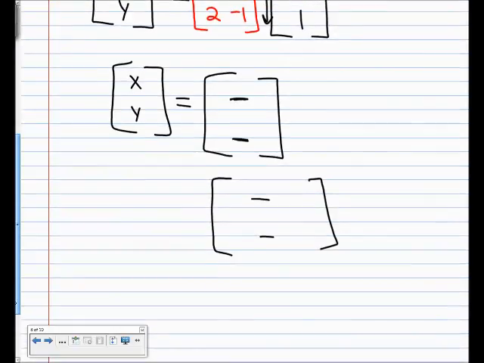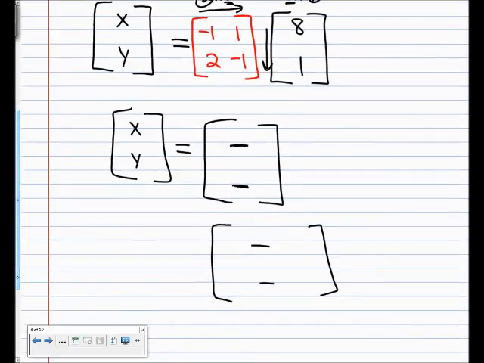All right, on that side. So what is -1 times 8? That goes down here, plus. Okay, we'll come back. I'm doing this row times this column. So -1 times 8 plus 1 times 1. What is that? What's -8 plus 1? Great. That's my x answer.